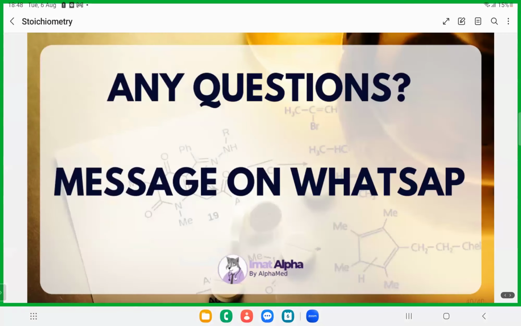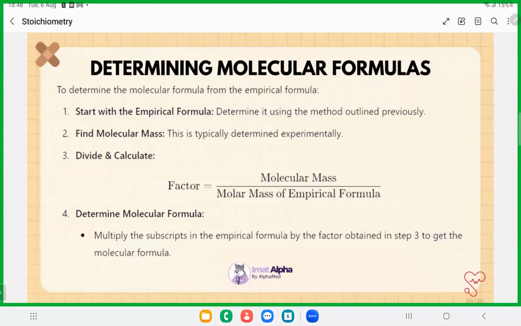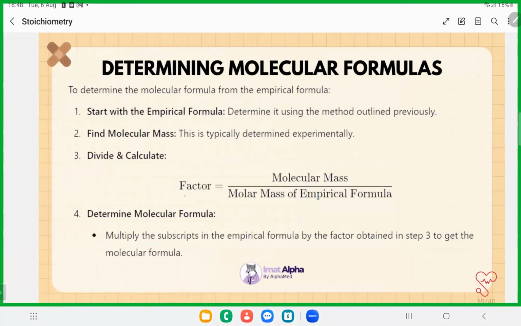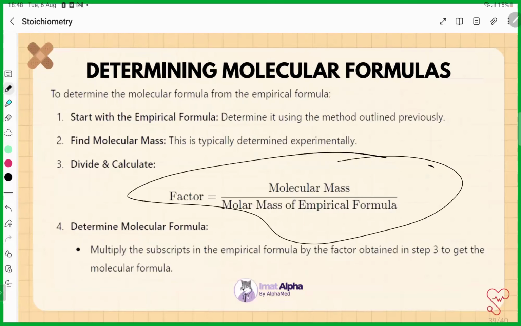Okay, this is the last slide. As we said, to find the molecular formula from the empirical formula, you have to start with the factor. You have to find the factor, and then find the molecular formula. There are many methods to obtain it, but I guess dividing by the smallest ratio is the easiest.